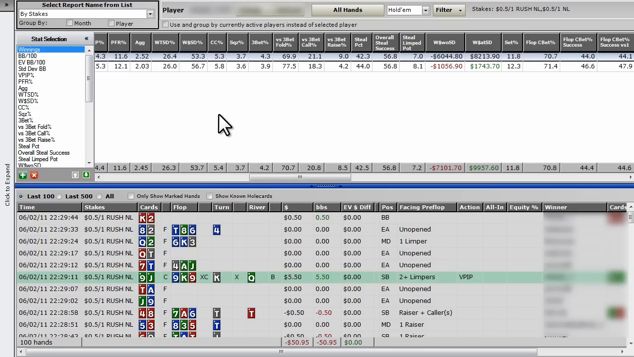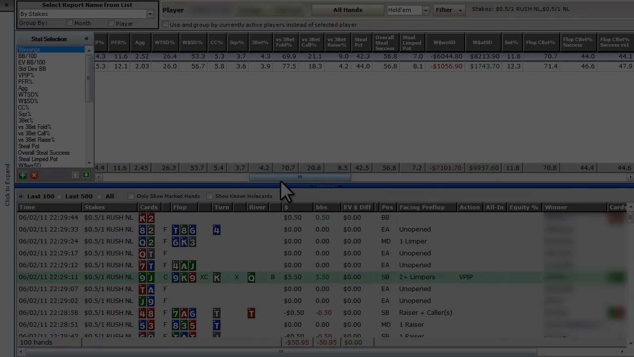Cold call percentage of 5.4, totally standard. Squeeze and 3-bet percentages are okay. Might be able to do it more, might have to do it less. Again, we'll look through some filters and see what we think about that. His versus 3-bet fold is 70%.